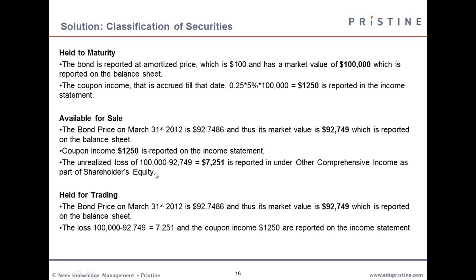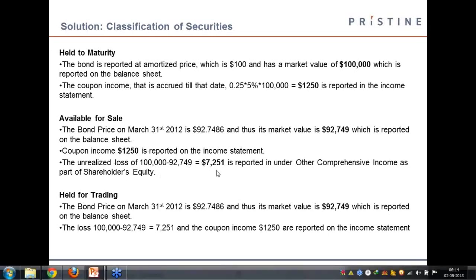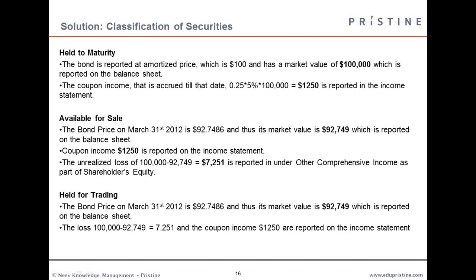Also, the unrealized loss of this difference, which is 7,251, is reported in the other comprehensive income as part of shareholders' equity in this case, whereas in case of held for trading, this unrealized loss is reported in the income statement itself. And the remaining things are similar to available for sale security, except that we report the unrealized loss also in the income statement.